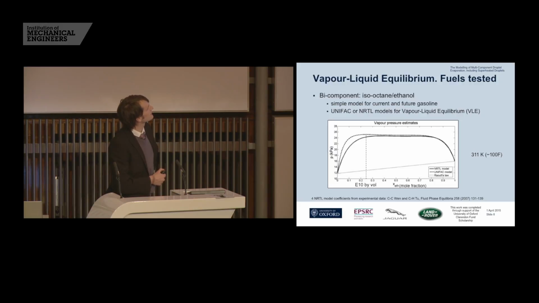So we can use a couple of different models here to model the vapour pressure for the gasoline. If we ignore the non-ideality of the mixture, for E10, say, by volume, we predict about 12 kPa, whereas in actual fact, it's more like 24. So incorporating the UNIFAC model, or some model, is particularly important.